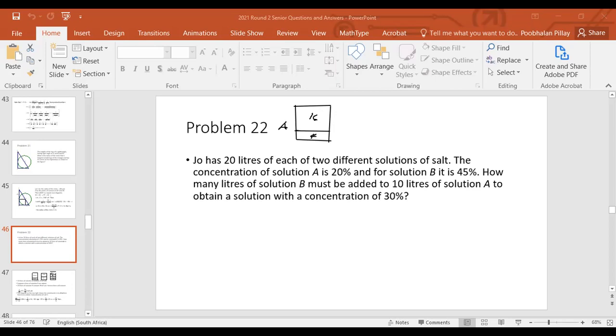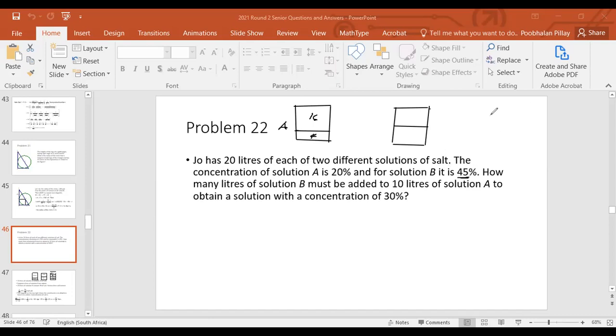Now container B has also got 20 liters, because Joe has 2 different solutions. So let's examine what's going on here. Still 20 liters, but if you look further down, you see that the solution B has got 45% salt in it. This is much more salt.